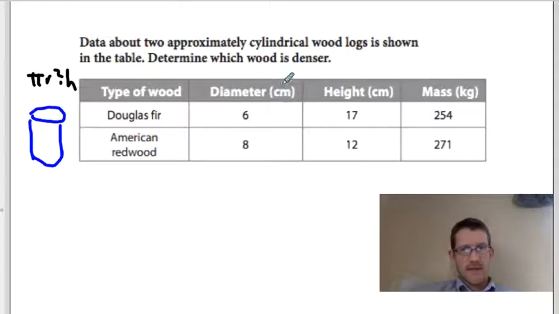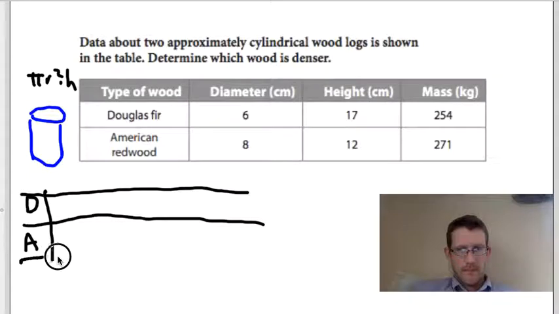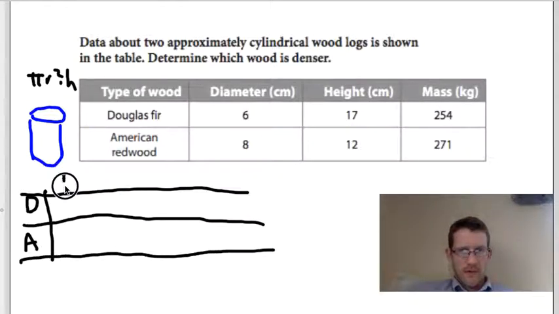It gives us the height, and it gives us the diameter, which helps us get the radius, and then we can go from there. I'll go ahead and work my way through this without too much talking here. But if I was to redo this problem, I would make a new table: type of fir, Douglas fir, American redwood. I'm going to make a new table here with a nice straight line. The first category is going to be the radius. The radius of this first one is 3. Radius of the second one is 4, half the diameter.